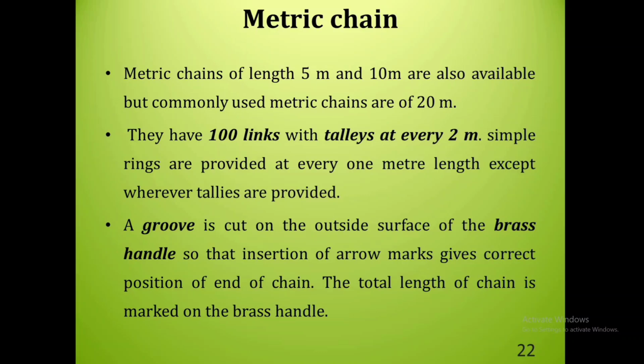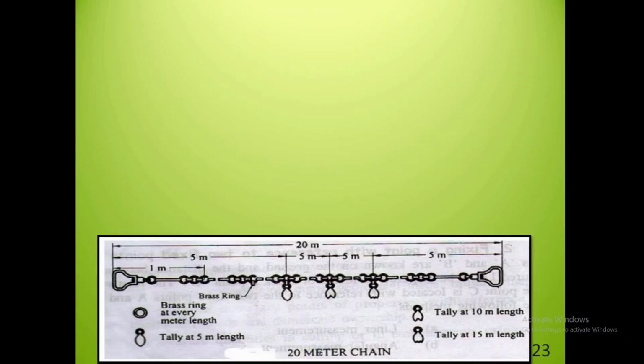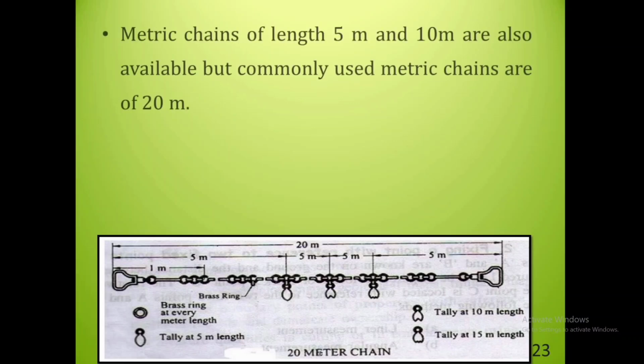Next, a groove is cut. A small groove will be marked on the brass handle so that when you place an arrow next to the brass handle, that arrow can slightly get into the brass handle so that you can measure the accurate length of the particular distance. So in this figure you can see that this is a metric chain which is 20 meter in length.